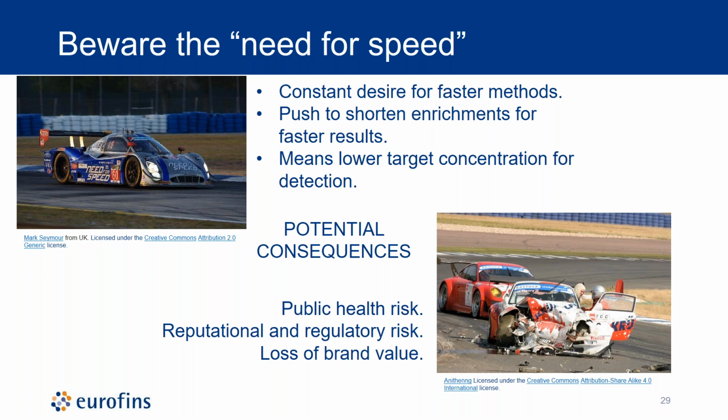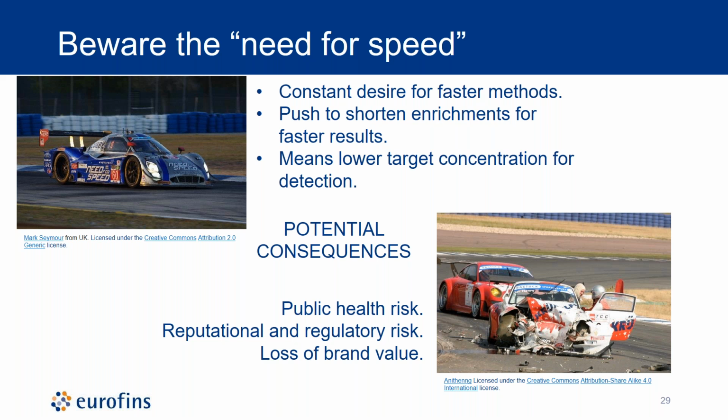Next slide, please. So we're pushing for speed. I actually watched Formula 1 at the weekend, and what you see there is the cars go very, very fast, and it's great while they stay on the track. If you push too hard for speed, bad things can happen. So what we're doing here is essentially shortening the enrichment time to get a faster result. That means that at the point we go to target detection, there is less target present, and we start to run up against method sensitivity.